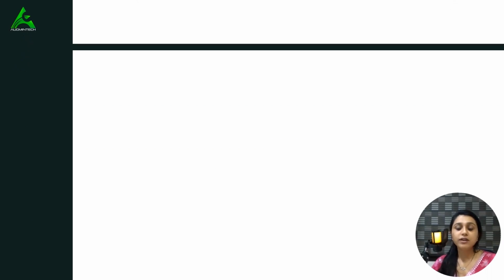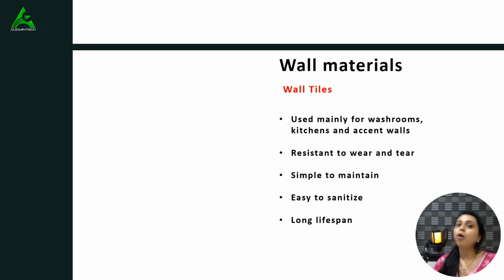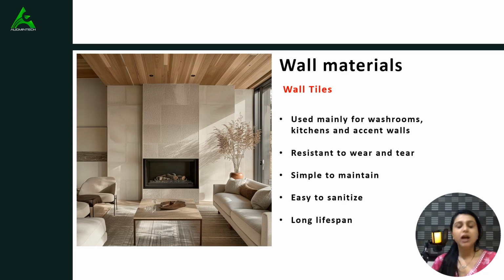Now, the next material that I'm going to talk about is wall tiles. Wall tiles are becoming popular these days because earlier, we did not have such options or varieties in tiles. But these days, you get so many options that you can choose from, and there is so much variety going on that you can opt for wall tiles. Even though this is something that is going to cost you more than any wallpaper or paint, this is something that is going to give you a different look.